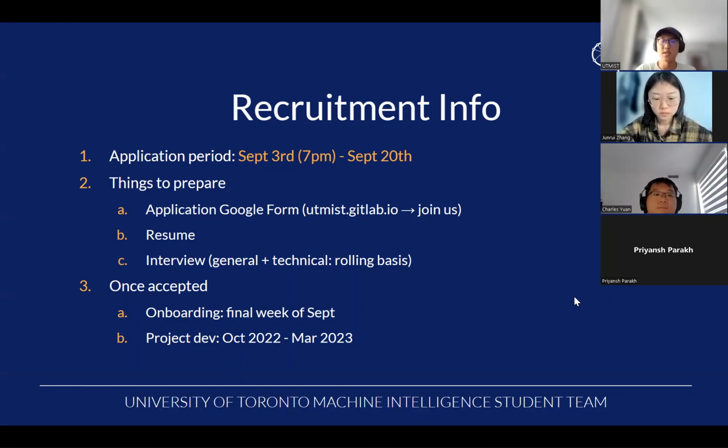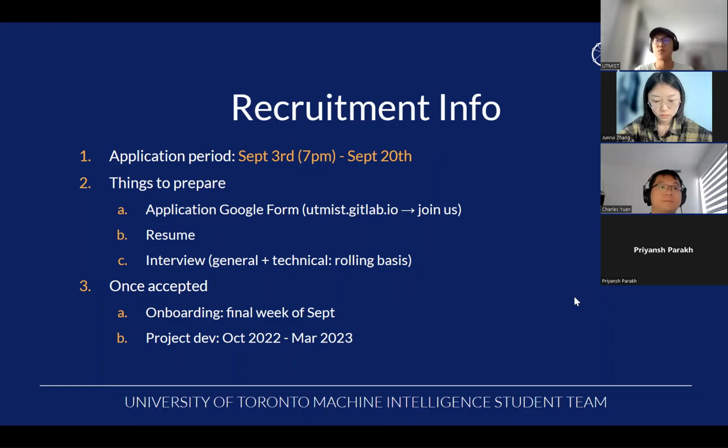The interview will likely consist of 2 parts: the general interview, where we ask about your ML experiences, perhaps some soft skills when it comes to developing a project, and also the technical interview, where we will test some of your ML knowledge. Once you get accepted, you will get an onboarding in the final week of September by the project directors. And hopefully as soon as possible, we would be able to start the development process in early October. And this will go on until March 2023.